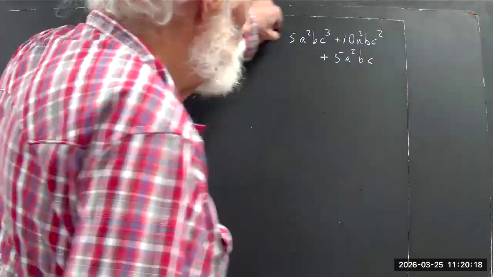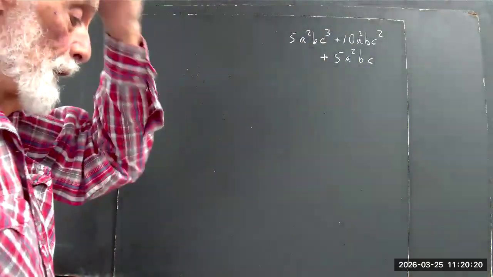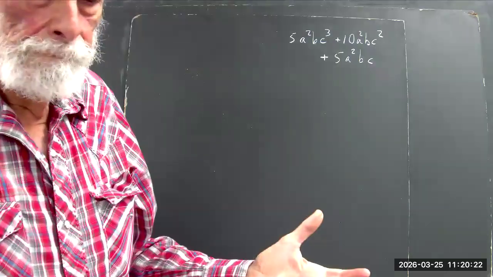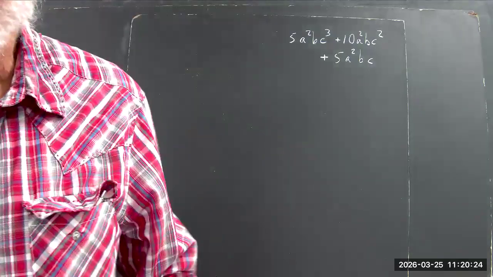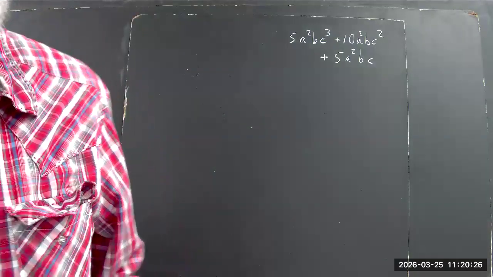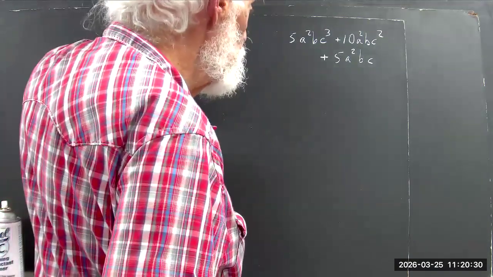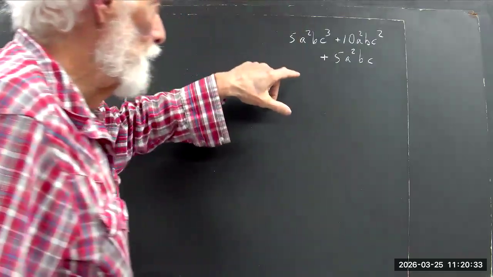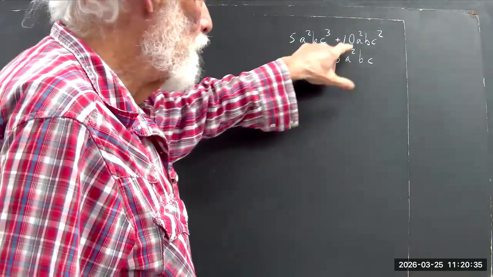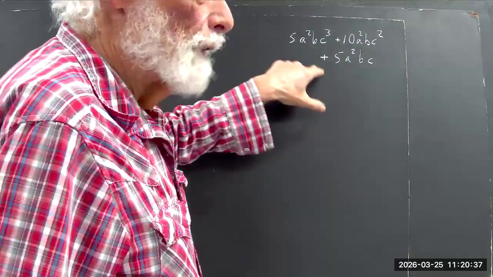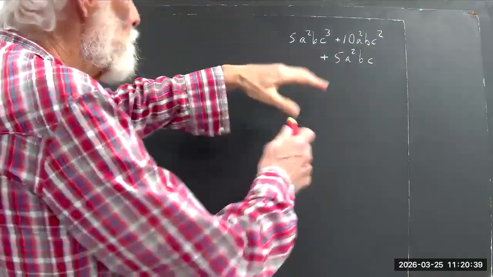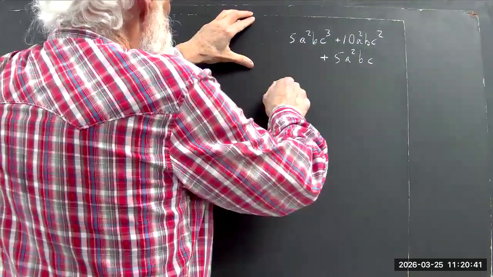We start with this expression, and the instruction is to factor it as much as possible. Okay? Well, first thing we notice probably is we got 5, 10, and 5. 5 goes into each of those, so we know that we can pull out a 5.